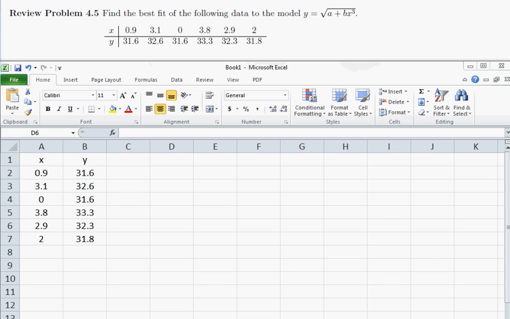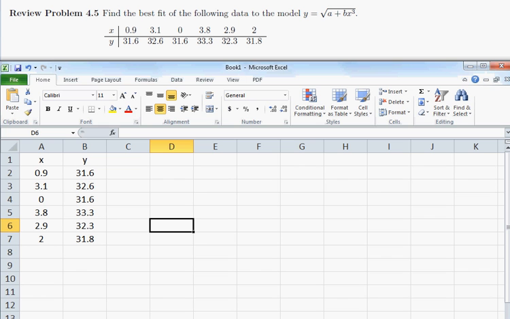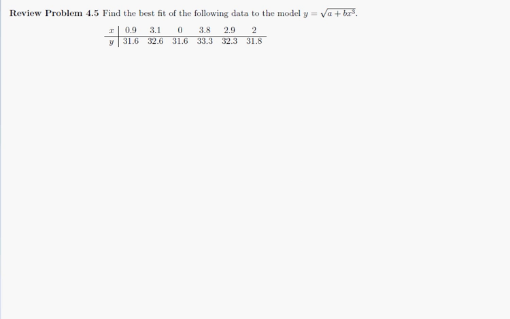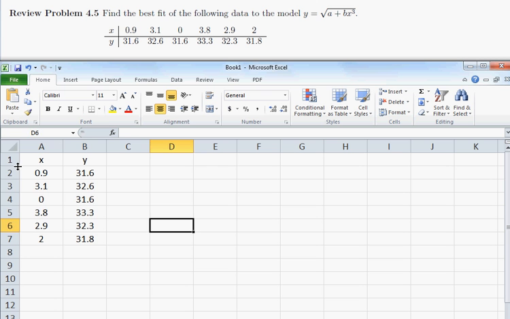Let's now take a look at review problem 4.5, trying to find the best fit of the data to the model y equals square root of a plus bx cubed, where presumably there is some physical reason to think that such a model would be appropriate. Let's plot this real quick in Excel.